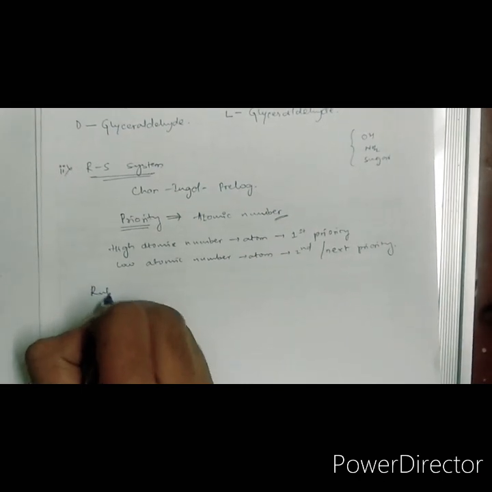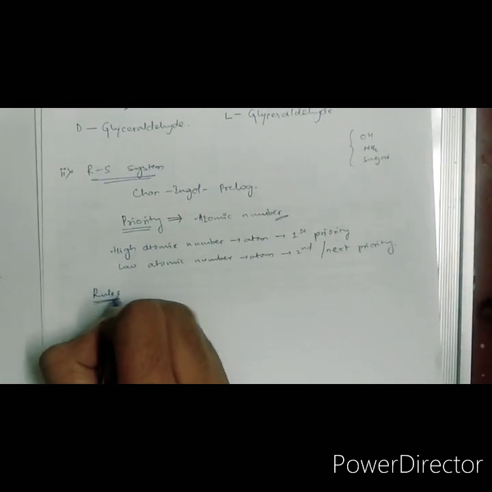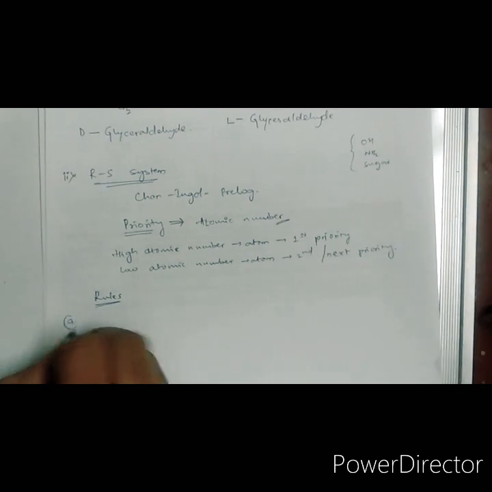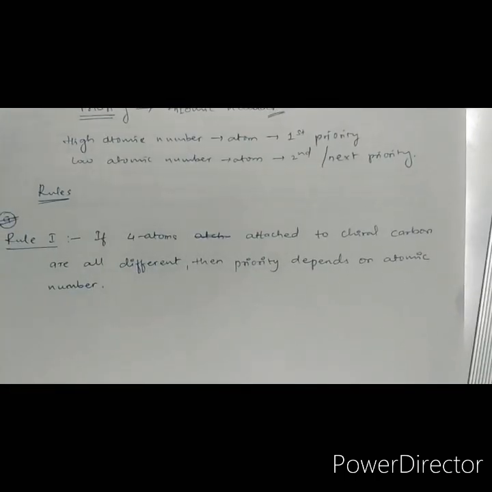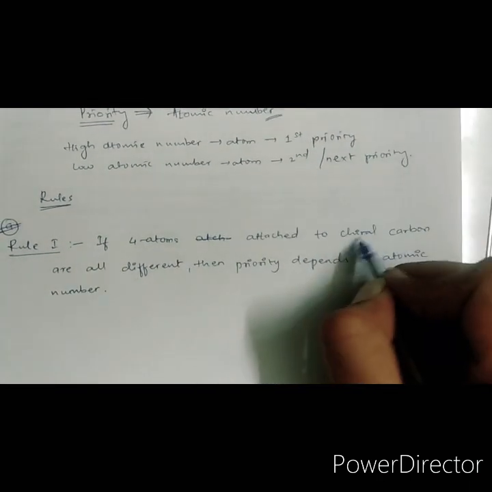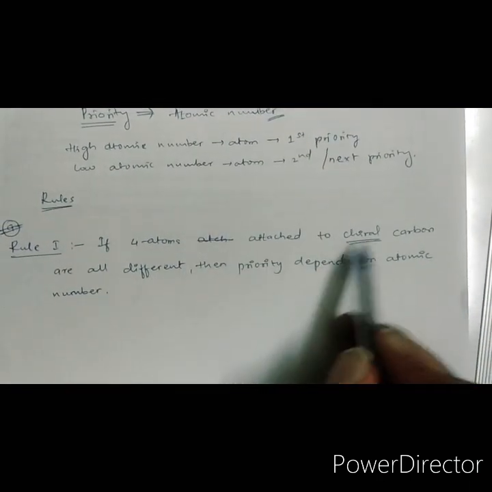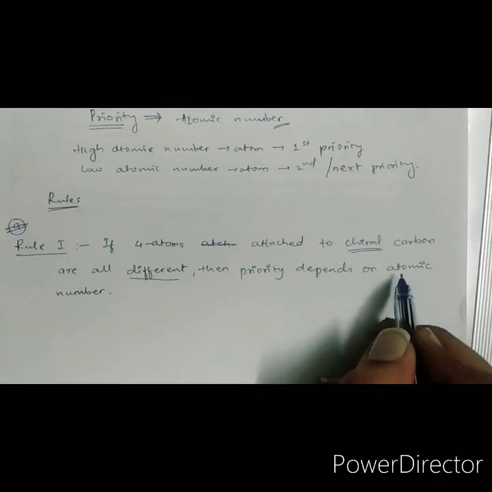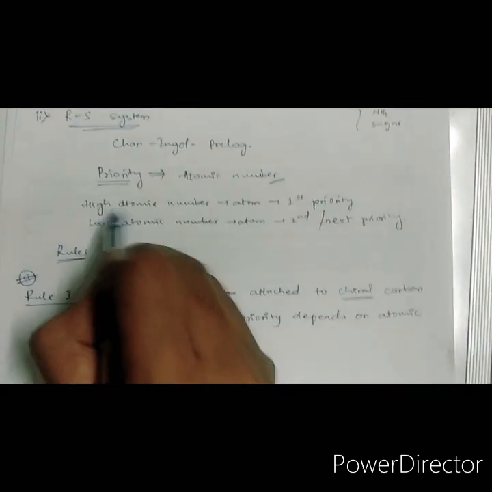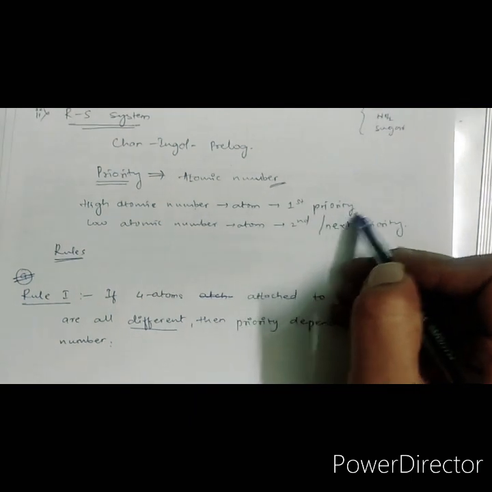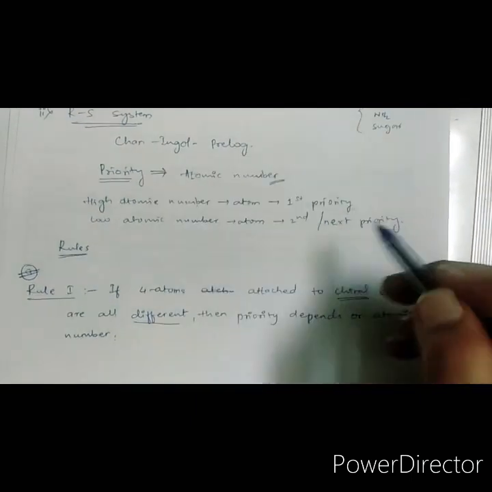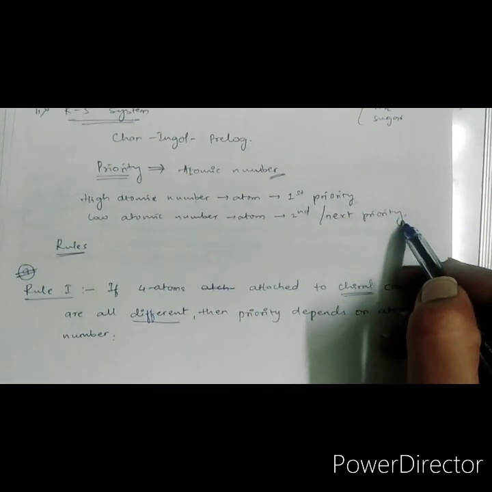To define the RS system, a certain set of rules has been defined. So what are these rules? The first rule is, if the four atoms attached to the chiral carbon are all different, then the priority depends on the atomic number. As we already learned, the atom with the high atomic number gets first priority, and the atom with the low atomic number gets the second or next priority.